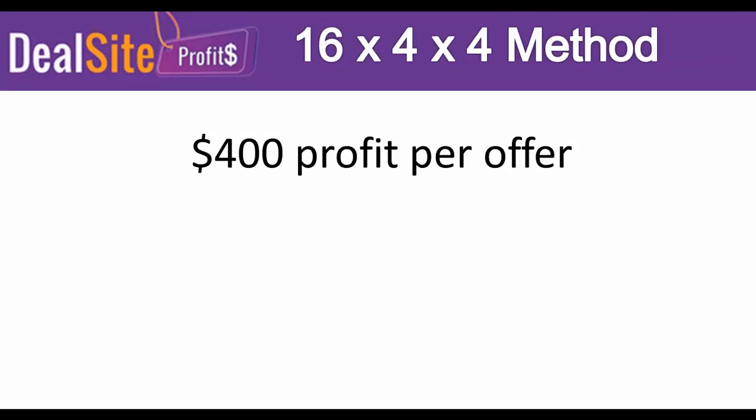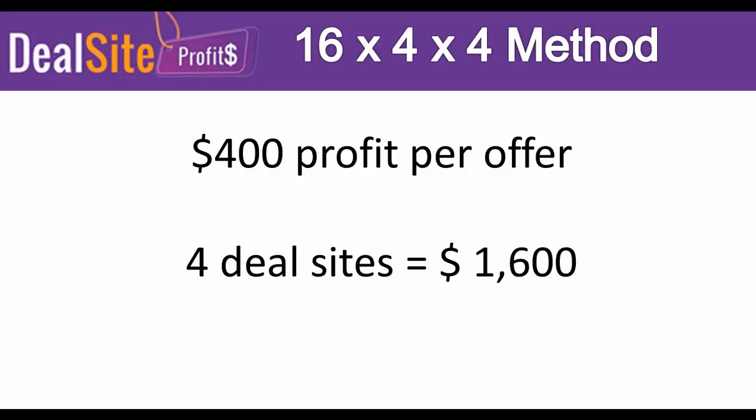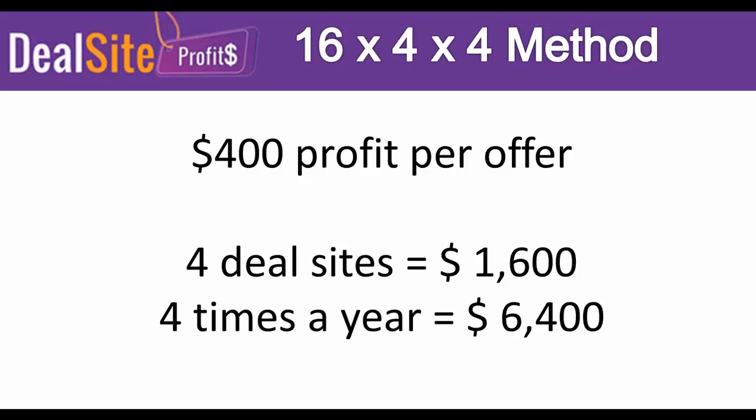But our business partner, Greg Caesar, likes to break it down even simpler. He calls this his 16-4-4 method. So write this down on your piece of paper. I just want you to think about just making $400 profit per offer. I'm not talking about making $20,000 an offer or, you know, $4,000 an offer. Let's just talk about making $400 profit for every offer you run. If you ran this business on 4 deal sites, made $400 each time, that would be $1,600. And if you ran them 4 times a year on these 4 deal sites, $6,400.